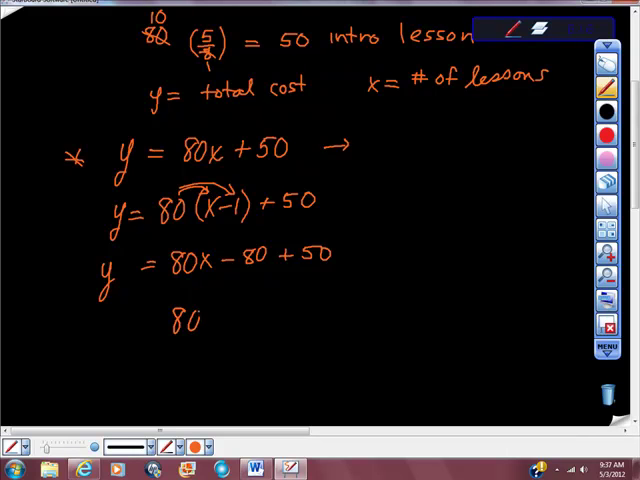Look what happens now. We have 80x minus 30 equals y. The first lesson, 1 times 80 minus 30 is 50. And it gets rid of that first, because we're only going to subtract that 30 one time, aren't we? Do you see it?